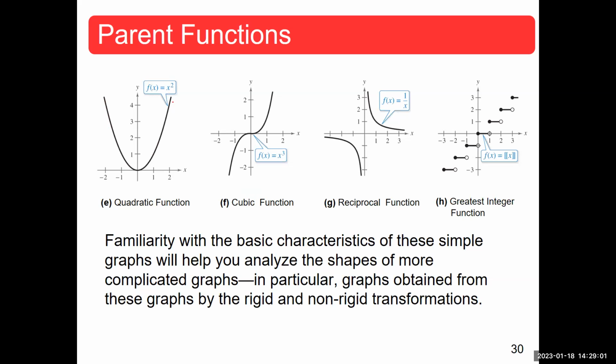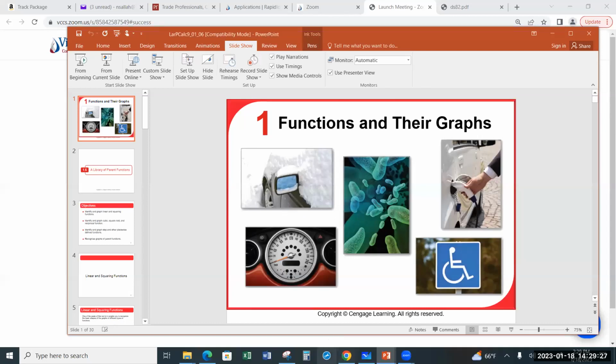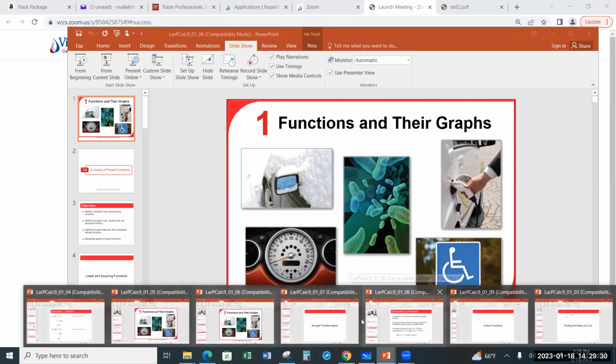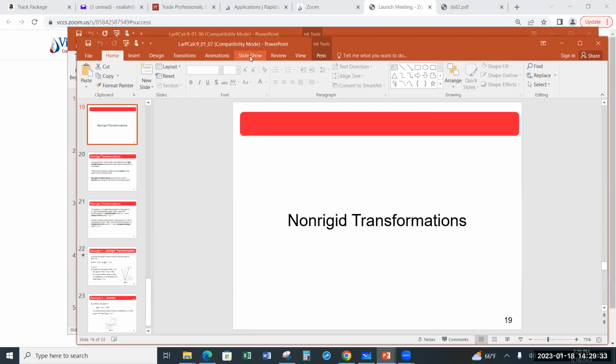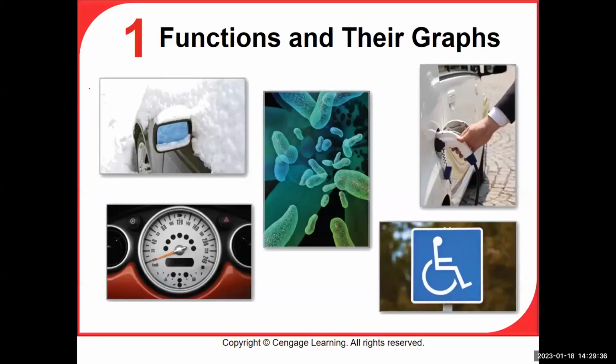Square root of x, parabola, or squaring function, a cubic function, 1 over x. This one, forget it. So this is section 6, which is really short. It's all about basic parent functions. Let's go to section 7. In this one, we are going to learn how to generate a new function from the parent function by shifting them around.